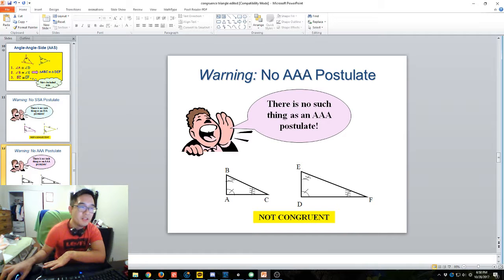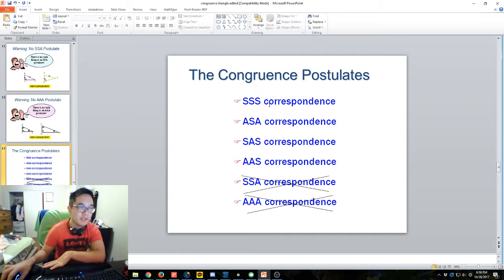There is no angle, angle, angle in congruent triangles, because the three angles could be congruent, but their sides could be different because of the ratio. That's how the angles work, and that's how ratios work. Just remember, there is no ASS, there is no AAA in congruent triangles. That's summarized here. So only the top four prove congruence.